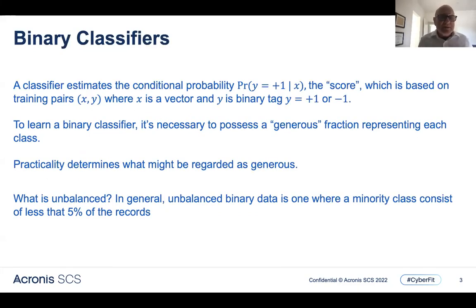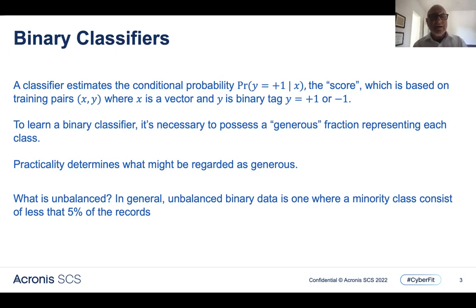What are binary classifiers? A classifier estimates the conditional probability that the tag y equals +1, given some vector x, the feature vector. Regard the probability of y equals +1 given x as the score, which is based on training pairs, x and y, where x is a vector of features and y is a binary tag, which equals one of two possible values, say +1 and -1.